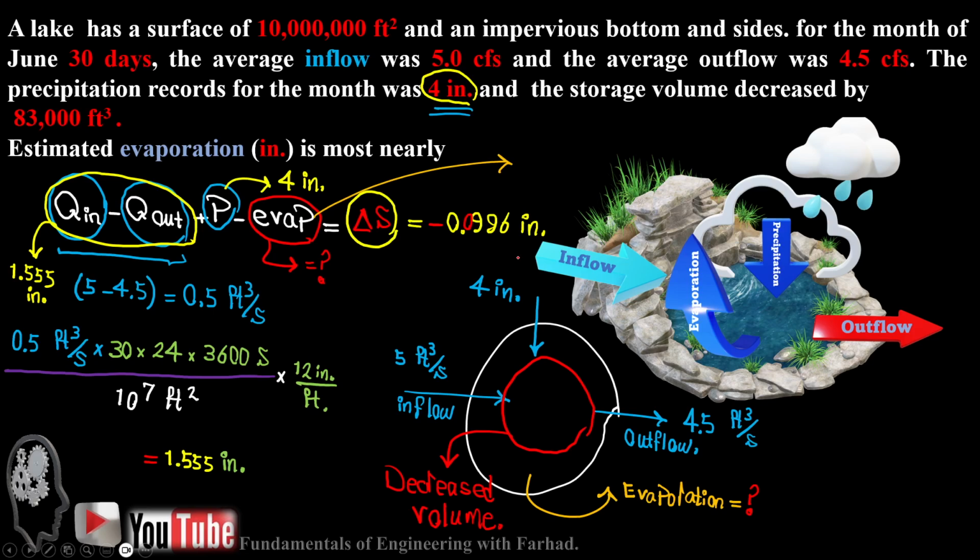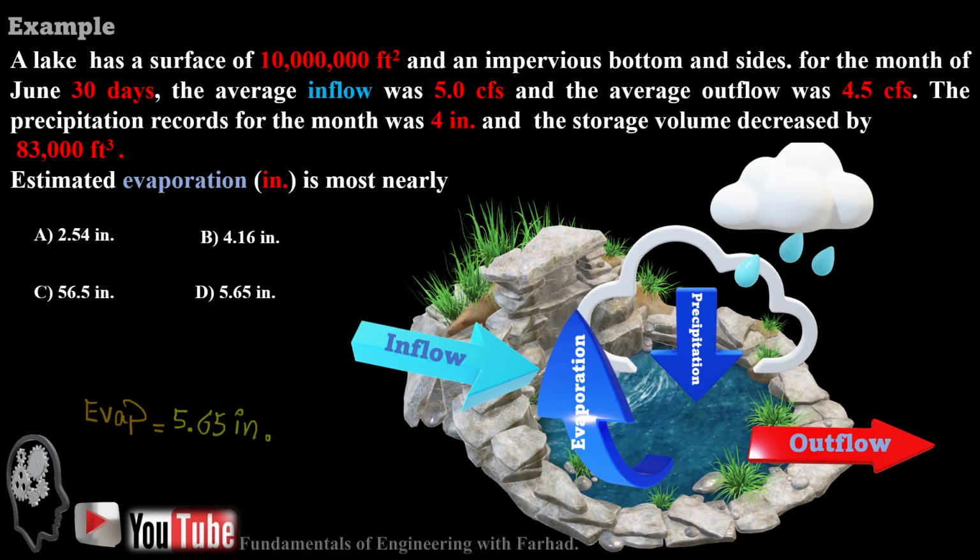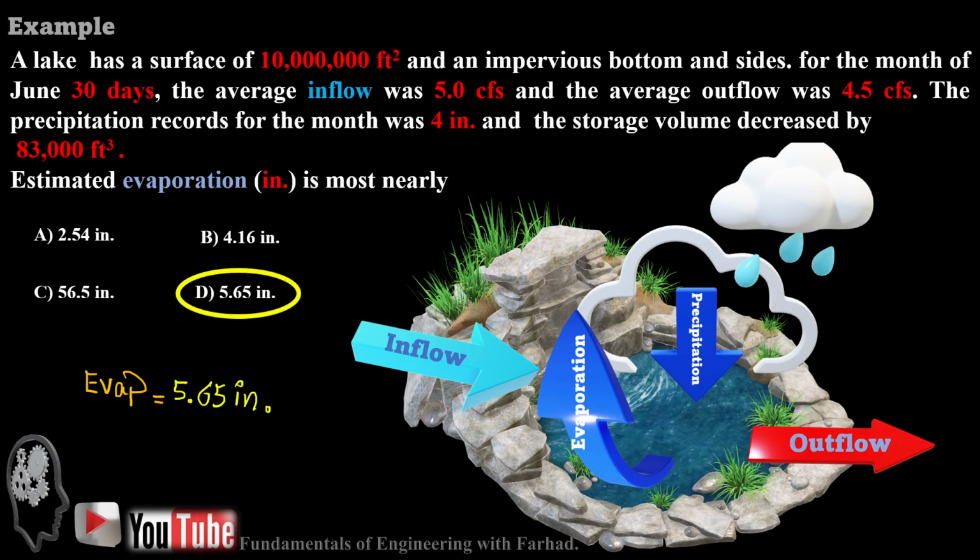And then the only unknown in our equation is the evaporation loss, and if you just solve the simple equation, it gives you evaporation equal to 5.65 in terms of inches. So the closest answer in our multiple choice question is choice D. Thank you. We'll solve more problems in the next video in engineering hydrology.